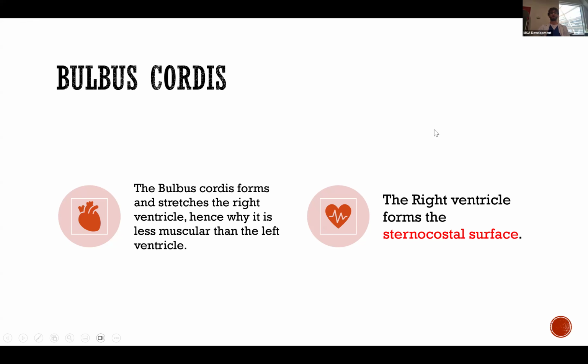This is very important because a question could ask which of the following forms the sternocostal surface of the heart. Is it bulbus cordis? Is it sinus venosus? Is it blah, blah, blah? The question wouldn't tell you right ventricle, it would tell you the sternocostal surface. So just keep that in mind.